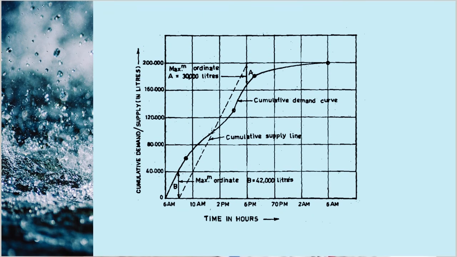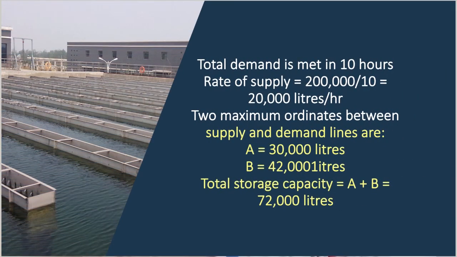So the mass curve of the demand has been plotted as shown in the figure, supply versus time and demand versus time. Here the maximum ordinate for A is equal to 30,000 liters, and for B the maximum ordinate is 12,000 liters. Total demand is met in 10 hours, so the rate of supply is 2 lakh divided by 10, equal to 20,000 liters per hour. So the two maximum ordinates are A equal to 30,000 liters and B equal to 12,000 liters. The total storage capacity should be A plus B, which is 42,000 liters.